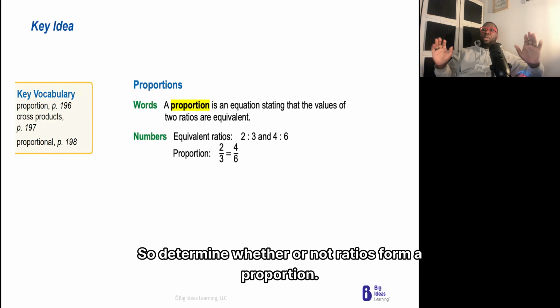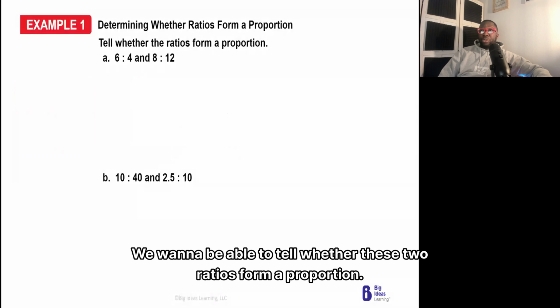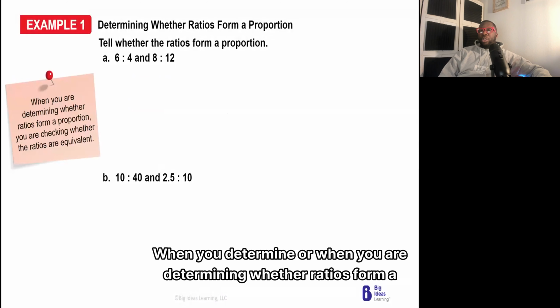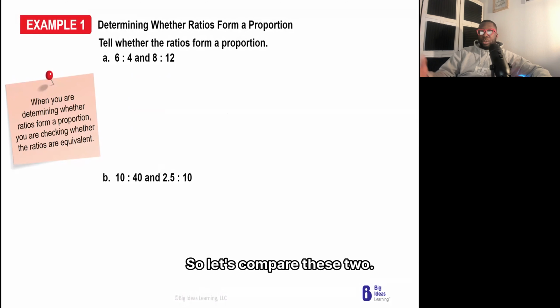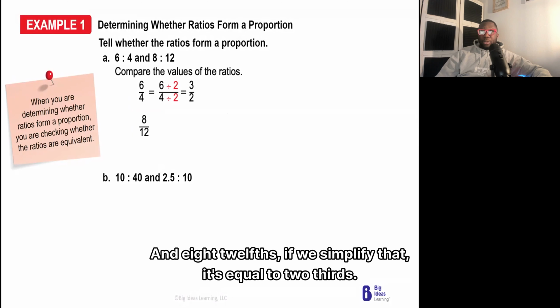So, determine whether or not ratios form a proportion. We want to be able to tell whether these two ratios form a proportion. When you are determining whether ratios form a proportion, you are checking whether the ratios are equivalent. So let's compare these two. 6/4, if we simplify this, is equal to 3/2. And 8/12, if we simplify that, is equal to 2/3.